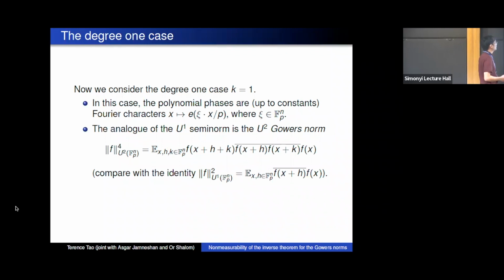The analog of the U1 norm is something called the U2 Gowers norm. Instead of taking the mean of f, you take the mean of this expression. You take 4 copies of f, and you average over all parallelograms: x, x plus h, x plus k, x plus h plus k. You take all the parallelograms in your vector space. In F2, it would just be 2-dimensional subspaces. You multiply f 4 times, and for technical reasons, you put a conjugate on 2 of them. You take this average and you take the 4th root, and that's called the U2 norm. This is the notation before taking derivatives with respect to h and k.